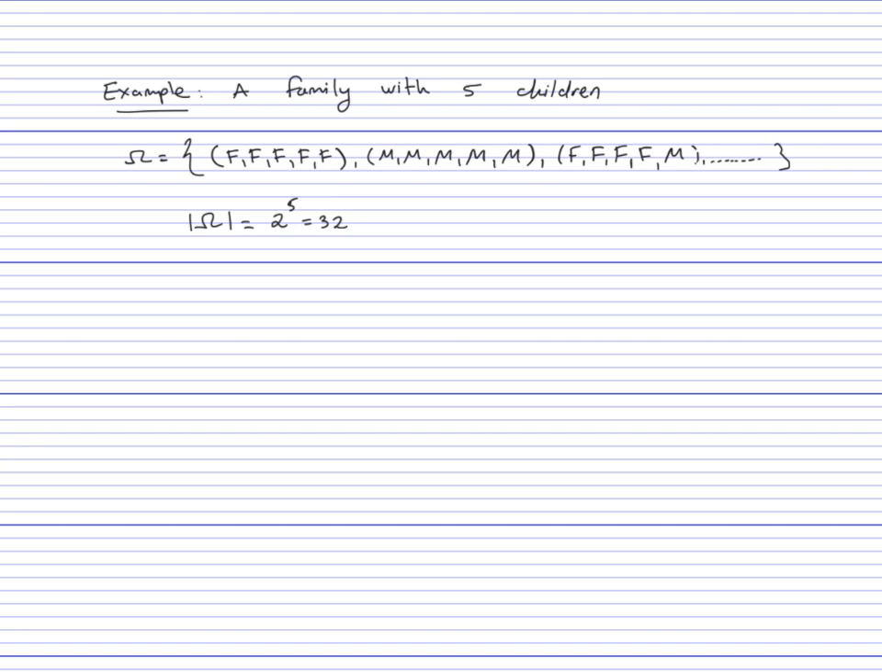Now let me just explain why it's 2 to the power of 5, but we won't need that in class. In general, the idea is that each time we have 2 possibilities, male or female, male or female, male or female, male or female, male or female. So it's 2 times 2 times 2 times 2 times 2, 2 to the power of 5, 32 options. Now let's denote by A the event that the children don't have the same gender. What is the probability of A?